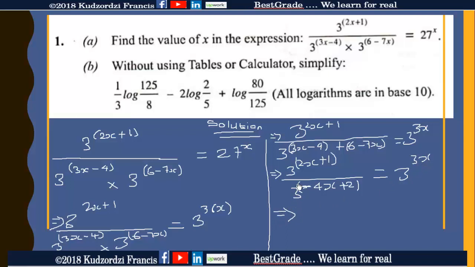Now we further simplify. This time the bases are dividing, so we subtract the exponents. So 3 to the power 2x plus 1, then we subtract the exponent minus negative 4x. So negative 4x plus 2 is equal to 3 to the power 3x. So now what we do next is to simplify to get 3 to the power 2x minus 4x will give us negative 2x. Minus 4x will give us positive 6x. So positive 6x, then 1 minus 2 will give us negative 1 is equal to 3 to the power 3x.